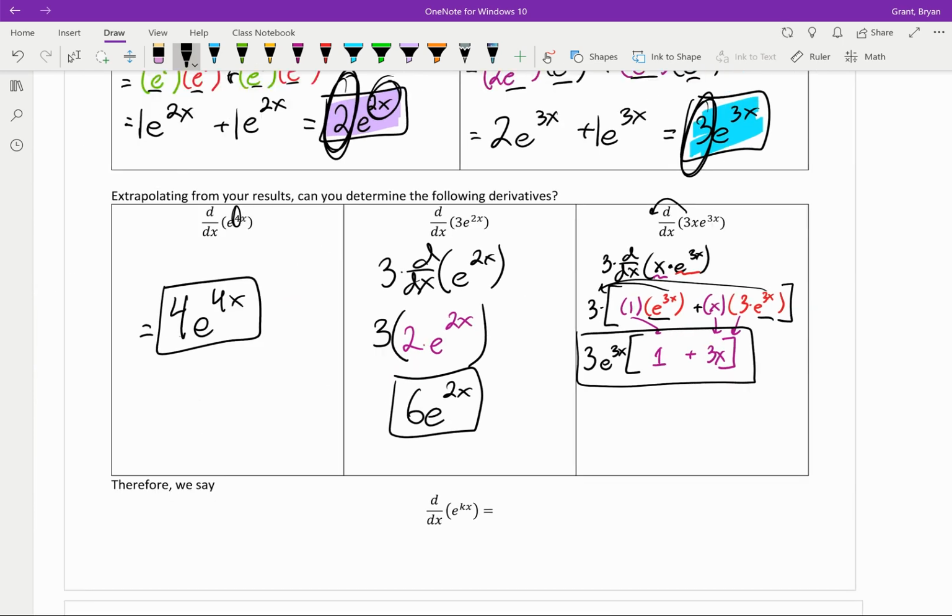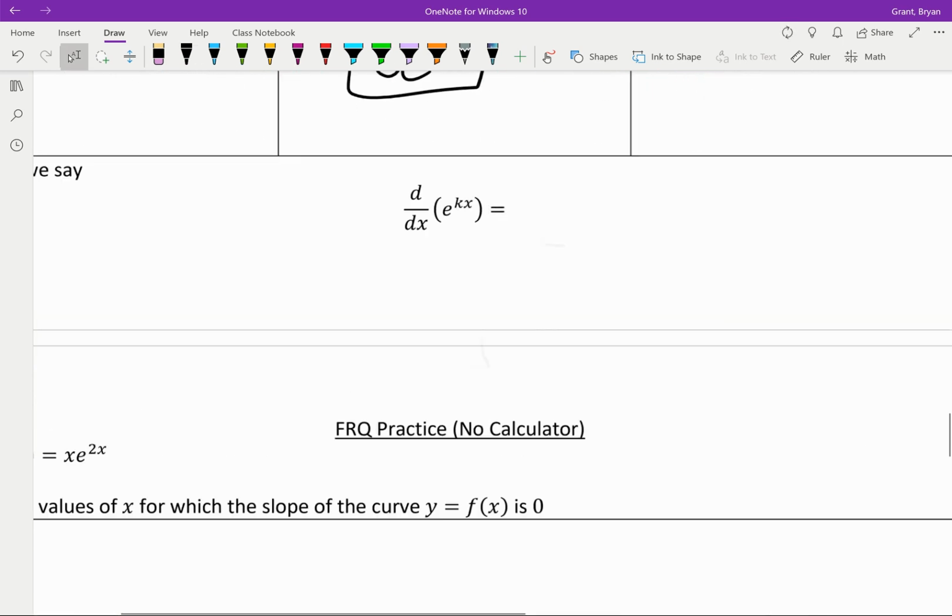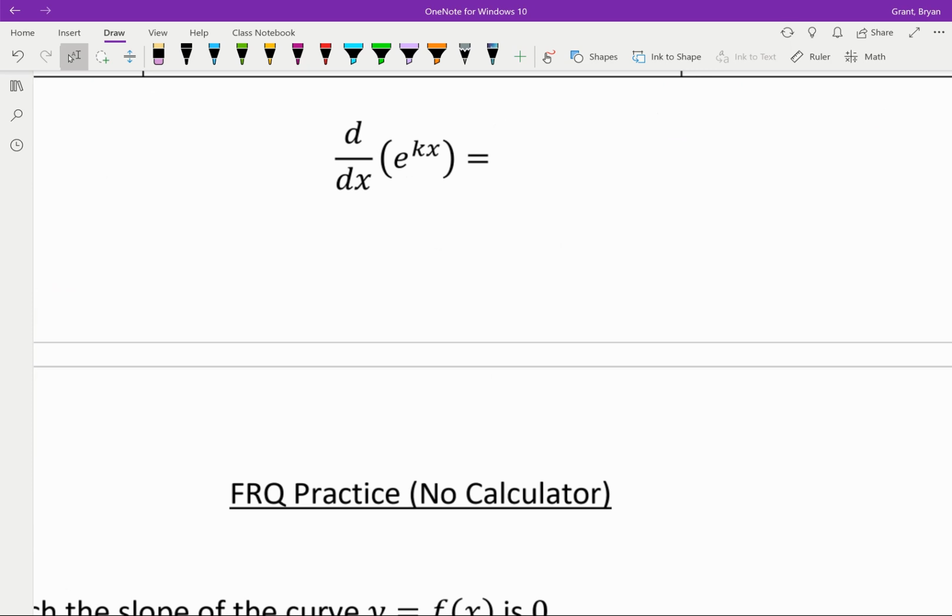So, long story short, if you are asked to take the derivative of e to the kx, it's easy. It is still e to the kx, but whatever the k is has to come out front.